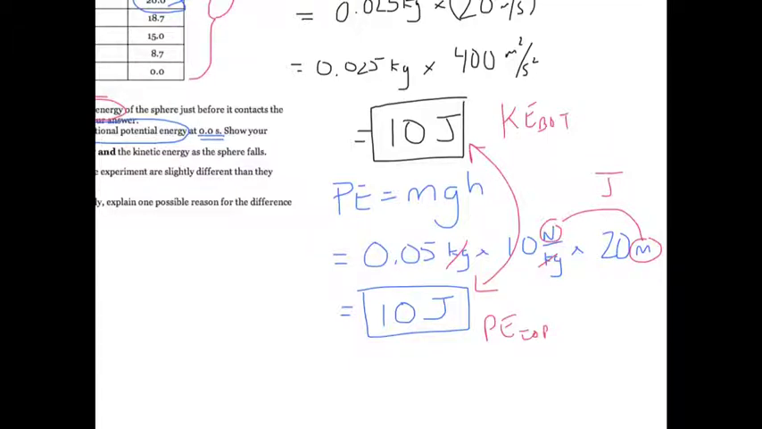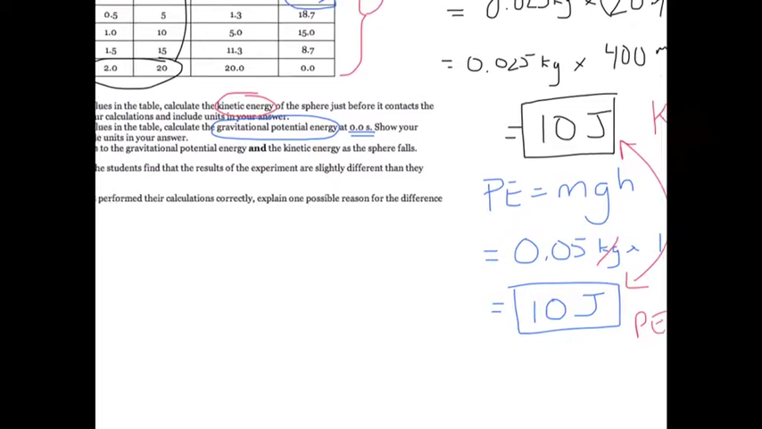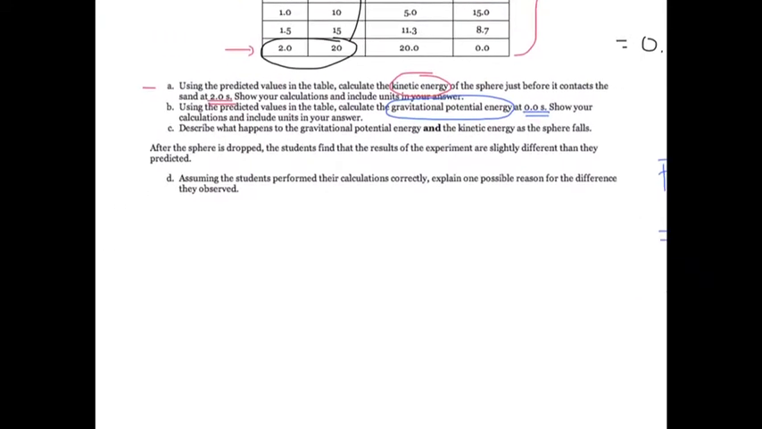Cool. So, let's go back and look at our last two parts of it. Describe what happens to the gravitational potential energy and the kinetic energy as the sphere falls. Well, we know this. That's simple. As a sphere falls and goes down, potential energy turns into kinetic energy. That's it. It's that easy.